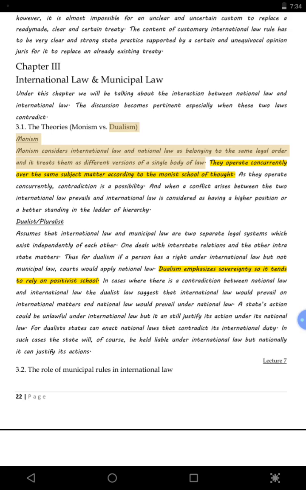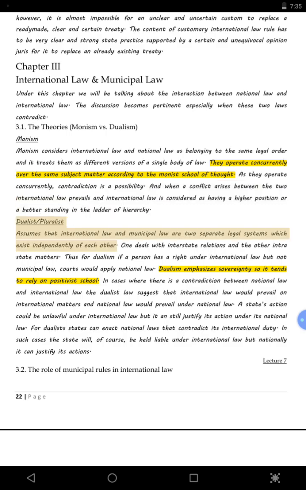Monism considers international law and national law as belonging to the same legal order, and it treats them as different versions of a single body of law. They operate concurrently over the same subject matter according to the monist school of thought. As they operate concurrently, contradiction is a possibility. And when a conflict arises between the two, international law prevails, and international law is considered as having a higher position or a better standing in the ladder of hierarchy.